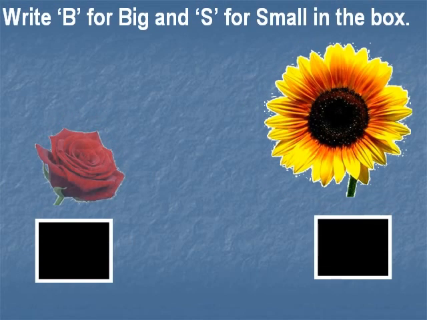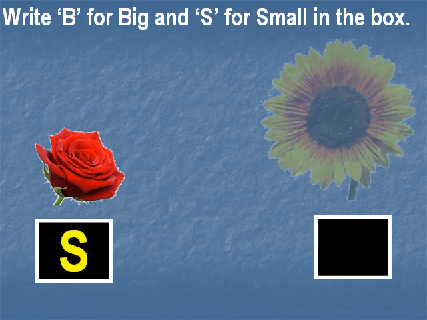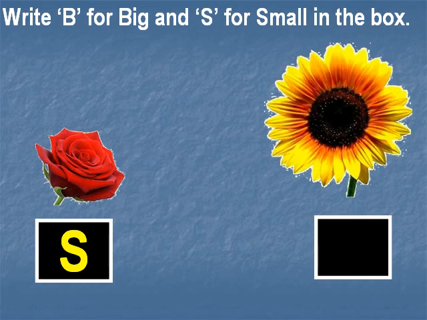Rose. A rose is a small flower, so write S for small. S. Sunflower. A sunflower is a big flower, so write B for big. B.